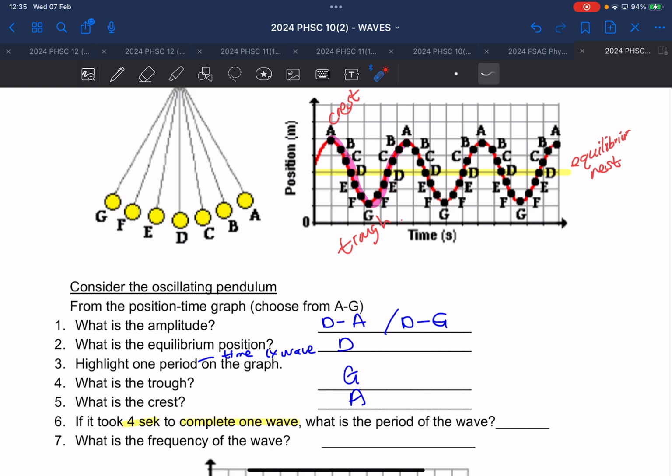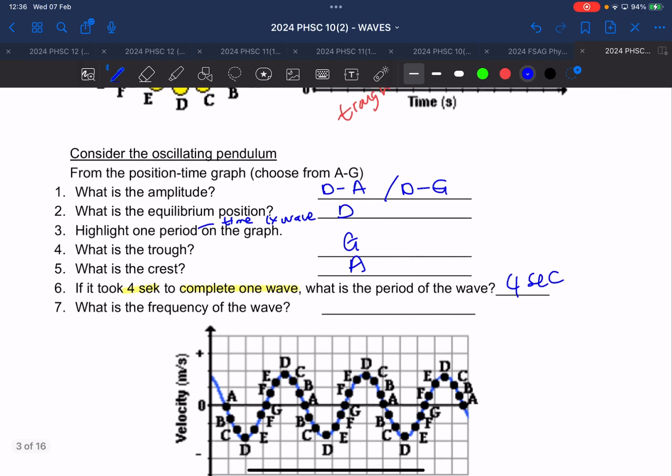No, give me the definition for period. The time taken for one complete wave cycle. Okay, so the time taken for one wave. So what is the period? Don't overthink it. 4 seconds.